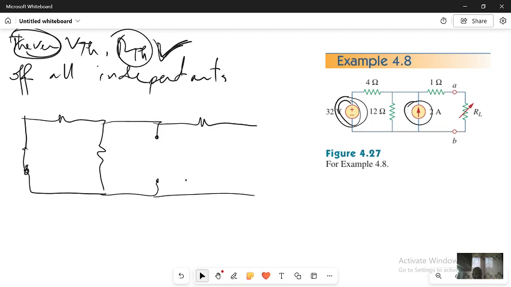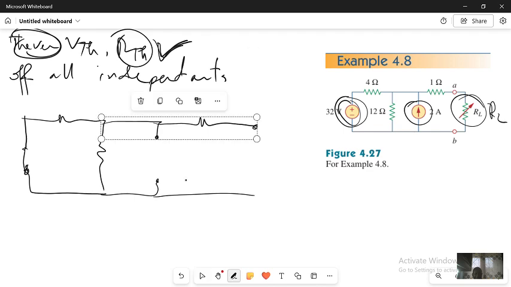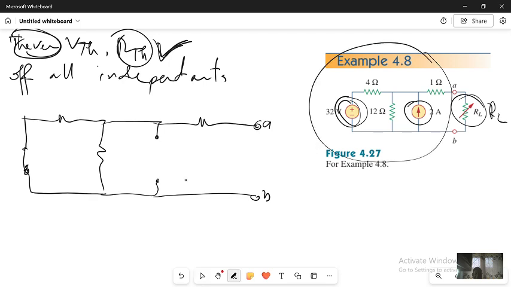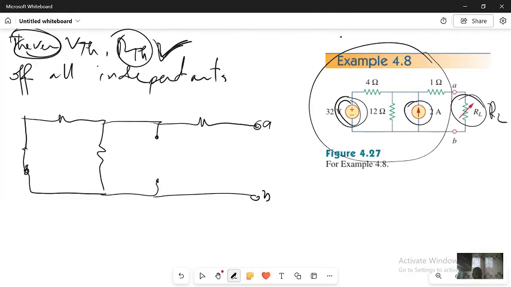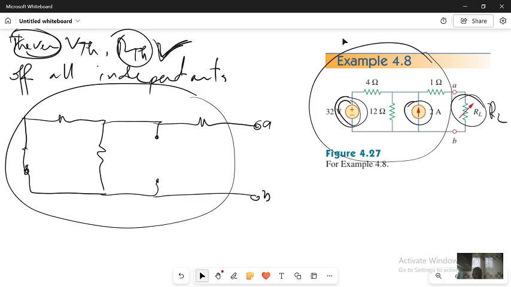This one is the load, RL. For the load, we will open the load, and I will have terminals A and B. This is because everything from here is my linear circuit, and I'm going to replace it by RTH. So how do we determine RTH?